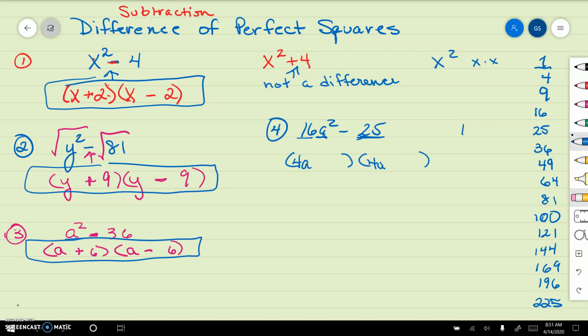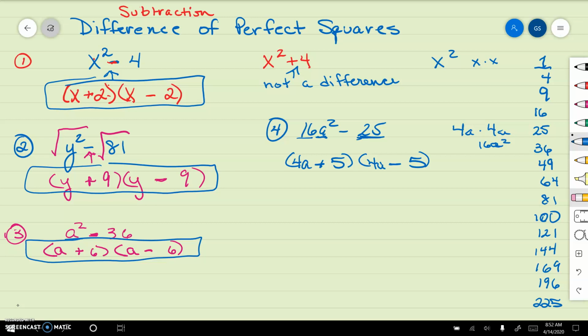Because 4a times 4a would equal 16a squared. That's an a, okay? In the back, we're going to put a 5 and a 5. That's because the square root of 25 is 5. But now we have to think signs. Well, a positive times a negative gives you a negative. So 5 times negative 5 is negative 25. Okay? So that's it for new stuff.